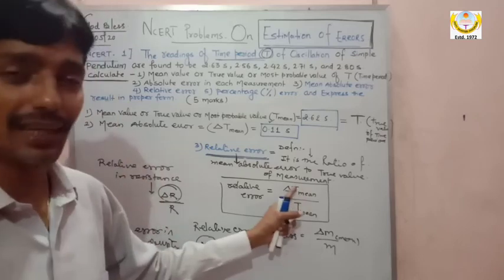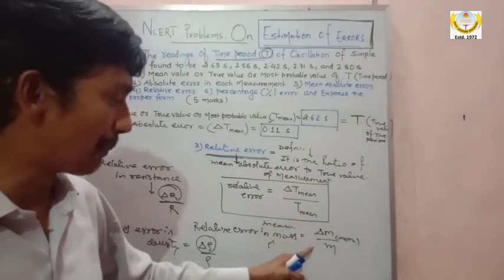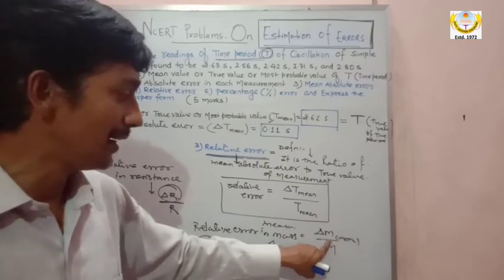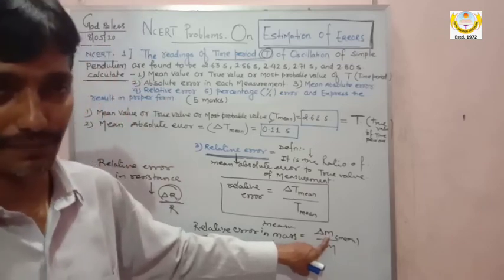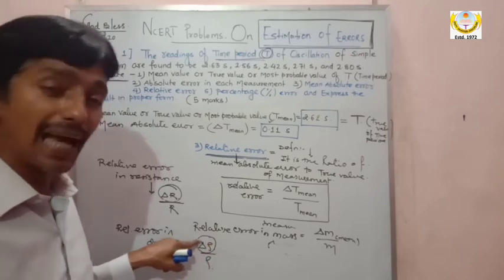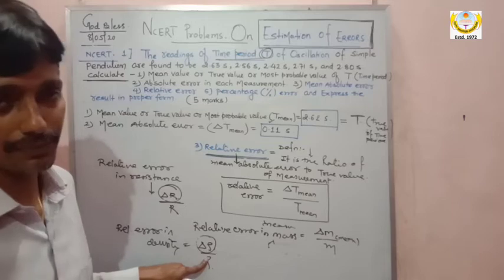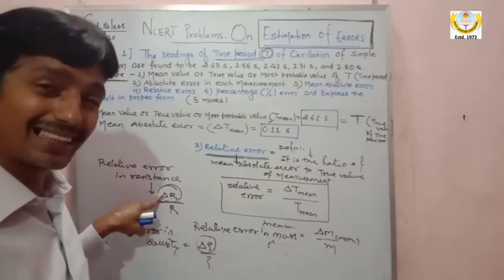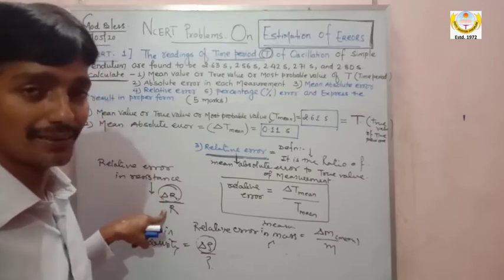And the definition is, it is a ratio of mean absolute error. So where I am writing this delta m by m, that is just a way of expression, representation. But in your knowledge, please take care. That is mean absolute error in the numerator. It's not only an absolute error. This is mean absolute error in density to the true value of density. This is mean absolute error of resistance to the true value of the resistance.